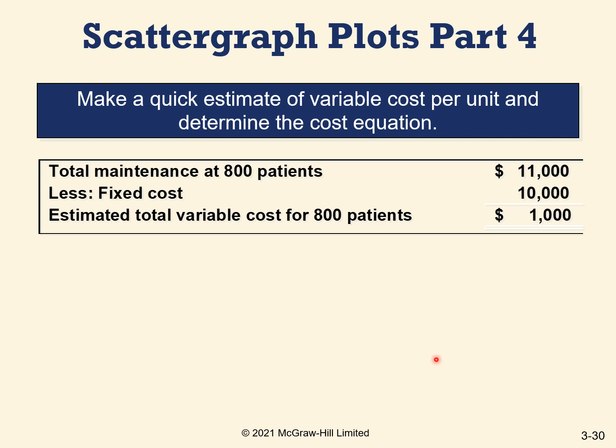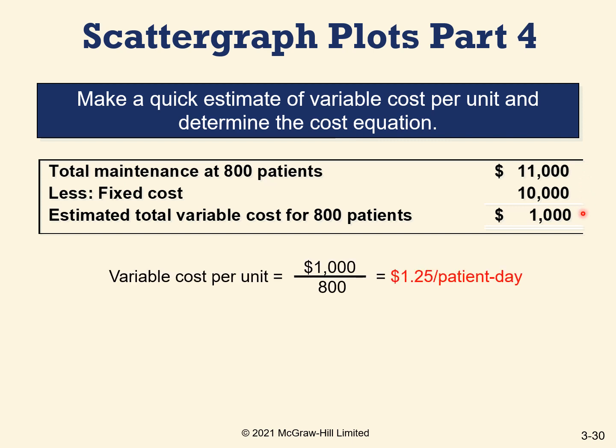As we said, we know the total maintenance cost at 800 patients was $11,000. We're going to take away our fixed cost of $10,000, and we know everything that's remaining, so this $1,000 must be the total variable cost at 800 patients, because we took it away from our total cost, which is a mixed cost, so it has both the fixed and variable portion. If we take away our total fixed cost at that point, this remaining $1,000 is our total variable cost.